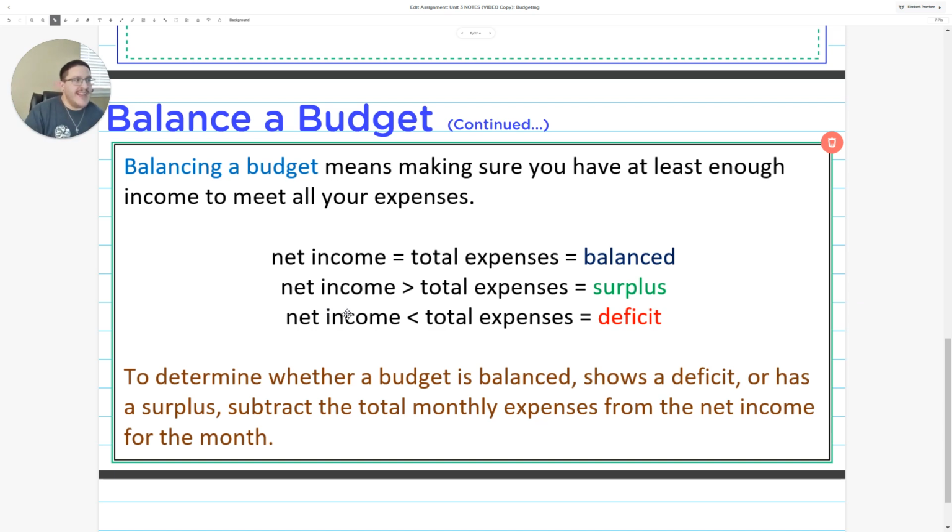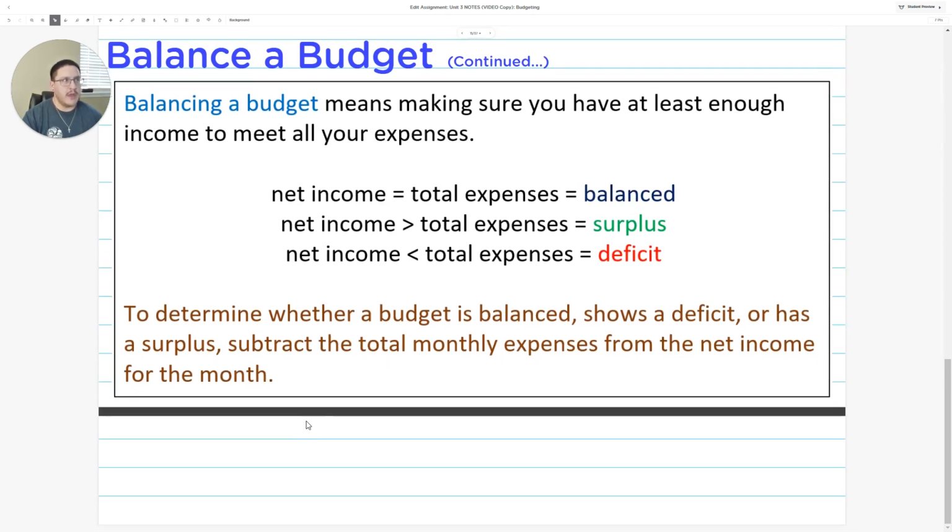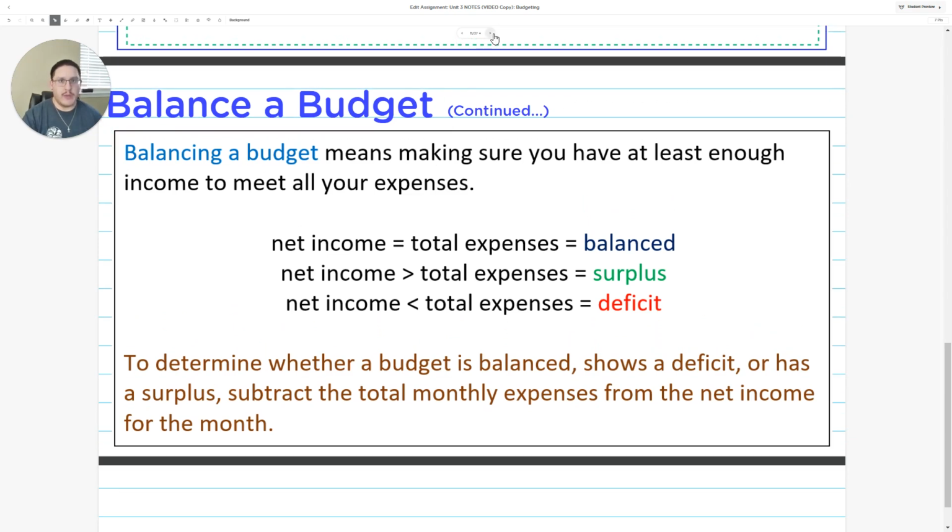If your net income is less than your total expenses, you will have a deficit, meaning you will have to make up that money somehow, or you may have to sacrifice something in order to meet your total expenses. So these three things you keep in mind whenever you're figuring out your budget for the month, for the year, for the week, whatever. To determine whether a budget is balanced, shows a deficit, or has a surplus, we're going to subtract the total monthly expenses from the net income for the month. Let's look at some examples on how we do that.